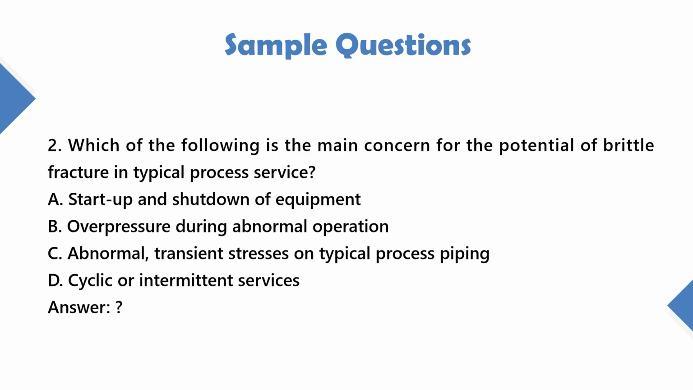2. Which of the following is the main concern for the potential of brittle fracture in typical process service? A. Startup and shutdown of equipment. B. Overpressure during abnormal operation. C. Abnormal, transient stresses on typical process piping. D. Cyclic or intermittent services.